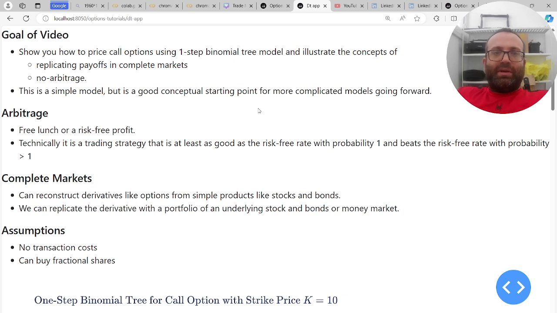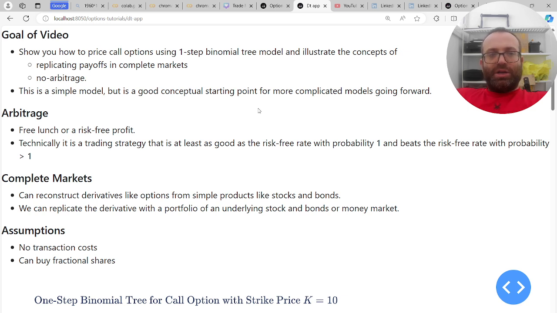I'm going to be talking about the most simple option pricing model called the one-step binomial tree model. Although this model is very unrealistic, it does illustrate important concepts like no arbitrage and replicating payoffs in complete markets. So it's a simple model. It's not realistic, but it's a very good conceptual starting point. So let's first define these concepts, and then I'll show you a detailed example on how to price a European call option. We'll assume European for now.